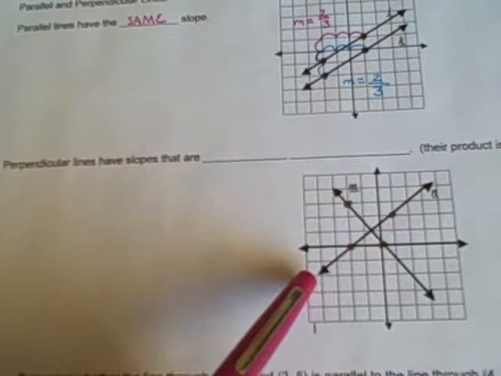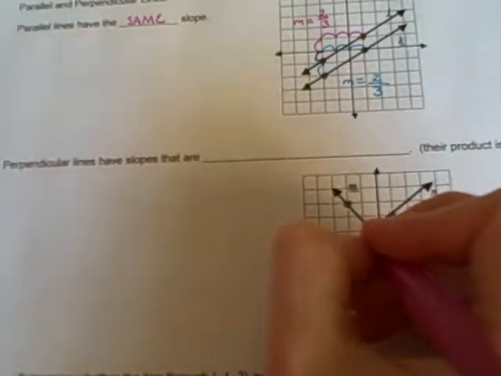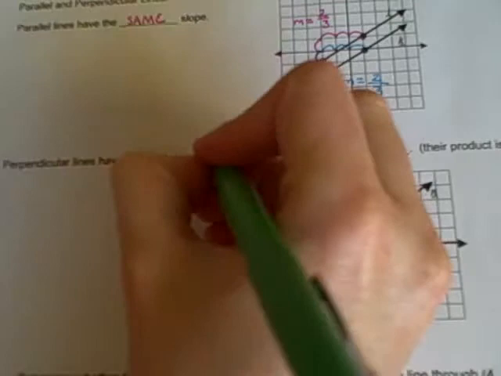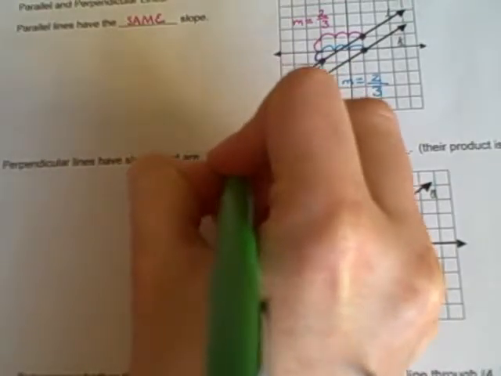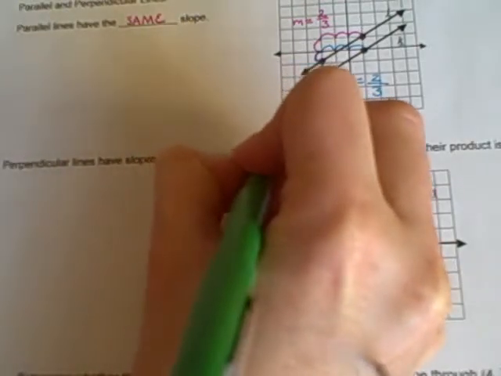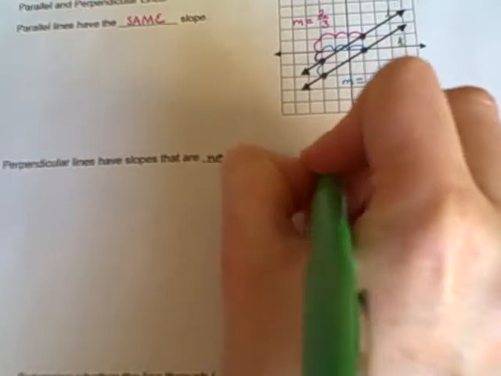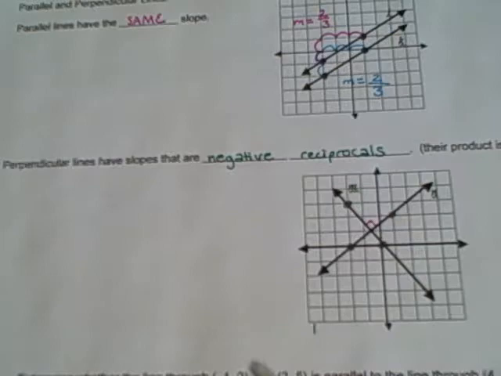We also have lines that are perpendicular. Perpendicular means they intersect at a 90-degree angle. So this angle right here is 90 degrees. And they also have a very special relationship between their slopes. Their slopes are negative reciprocals. Let's see what that means.